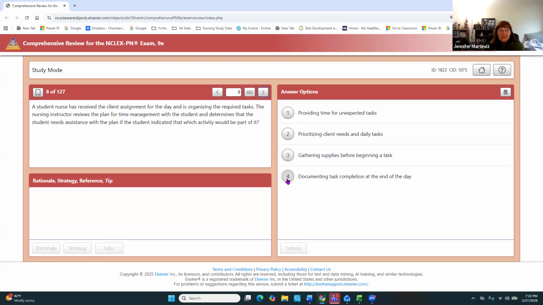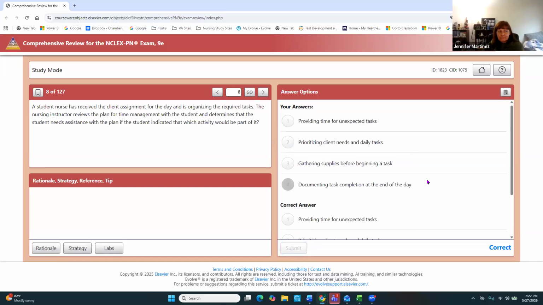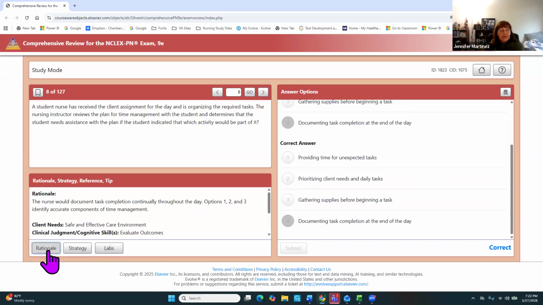All right, I'm going to go with majority. Let's see. There you go. The nurse would document task completion continually throughout the day. So that was the key right there. We're not going to go all day and then sit down at the end of the day and do all our documentation, right? We're supposed to document on our patients continuously throughout the day.